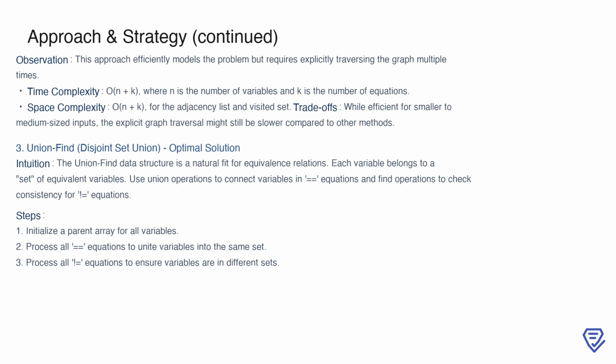also known as disjoint set union. This approach is optimal because it is specifically designed for handling equivalence relations. Here, each variable is treated as part of a set representing equivalency. Using union operations, we can group variables connected by equal sign equations into the same set, and with find operations, we can efficiently verify that variables in not-equal-to equations belong to different sets. This method simplifies both the modeling and the solution process, making it highly effective for this problem.